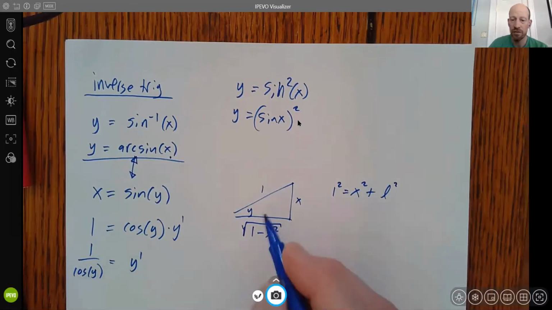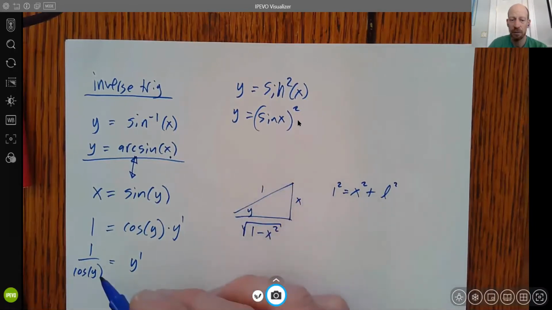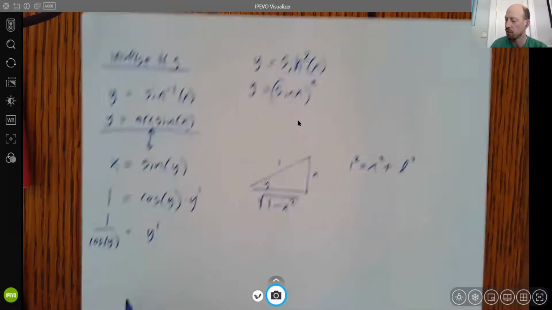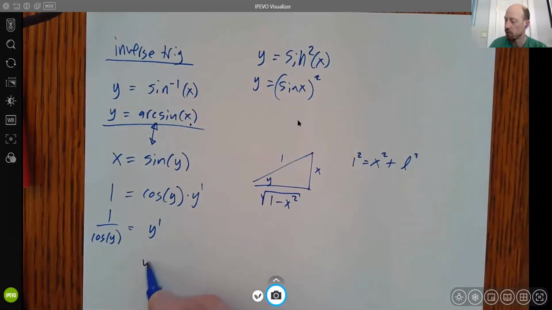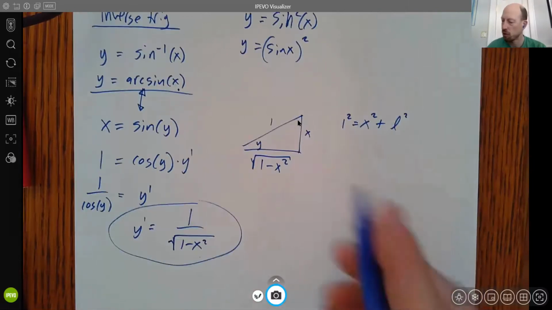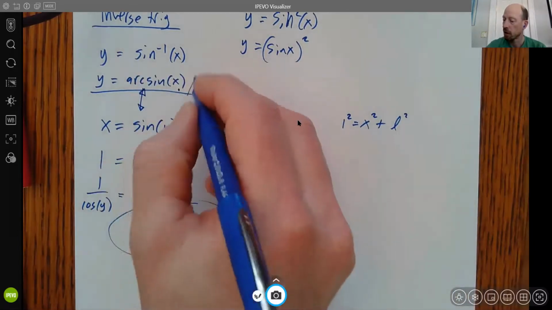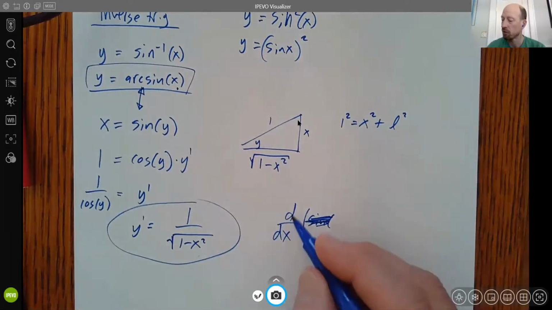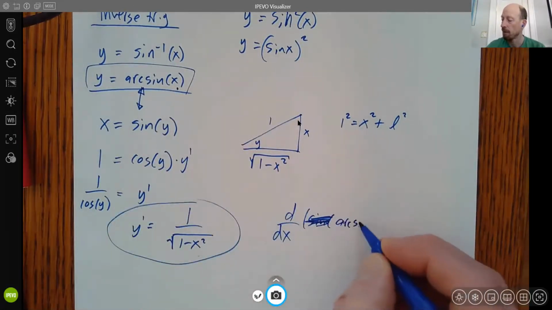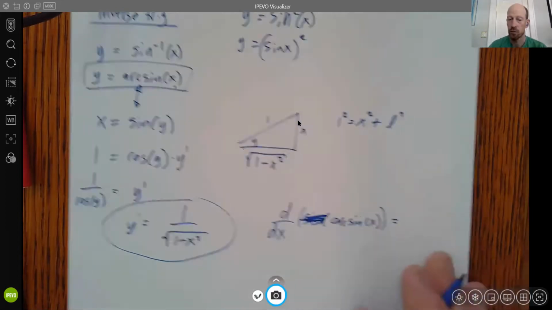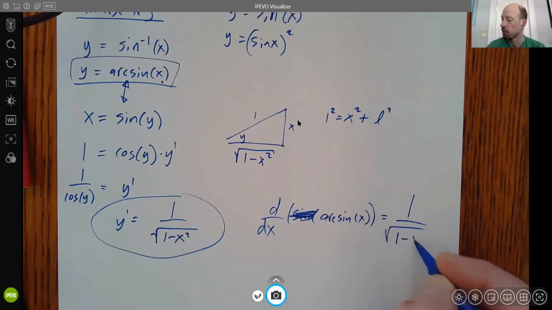So once I've filled in this triangle, I can then figure out what the cosine of y is. Cosine is adjacent over hypotenuse. So this says y prime is 1 over the square root of 1 minus x squared. And that's our rule then, right? Sorry, I don't want to write it this way. I want to write it this way. The derivative with respect to x of arcsine of x is 1 over the square root of 1 minus x squared.